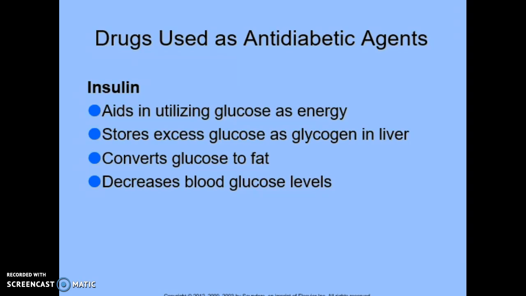So let's look at some drugs used as anti-diabetic agents. Insulin, I think most of us know a little bit about insulin and know that it aids in diabetes. It aids in utilizing glucose as energy, stores excess glucose as glycogen in the liver, and converts glucose to fat. It also decreases blood glucose levels.